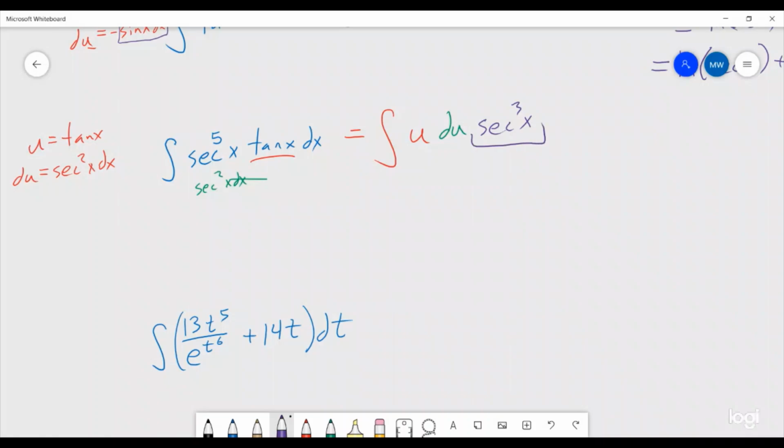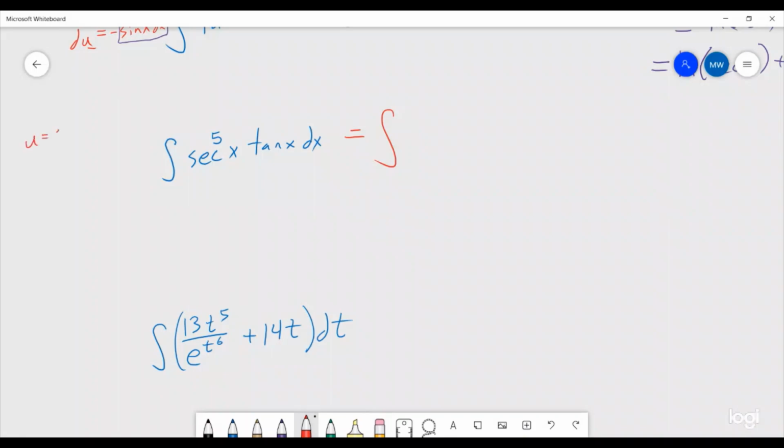This we somehow have to turn into u's, which is possible but is not pretty. So this is probably not the right choice to be able to simplify this down a ton. It is possible, but it's probably not the prettiest choice. So if we go through and try, instead of tangent, maybe we try secant.